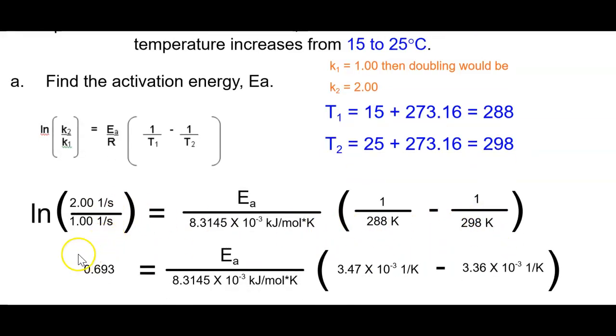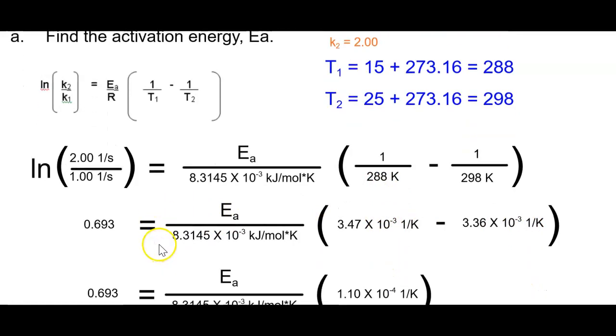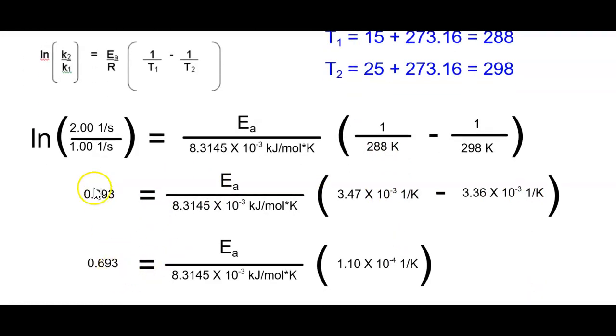For the next line here, I took the ln of these numbers. I plugged this into my calculator and got 0.693. Nothing is new there. I took 1 over 288 and did that. I took 1 over 298 and got this value. The next thing I did is just bring this down, and I subtracted these two values here.